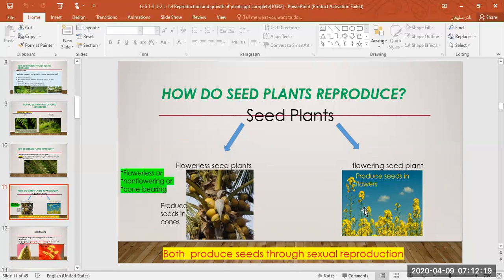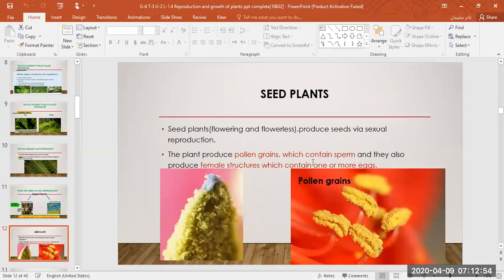If we speak now more about flowering seed plants, don't forget that both produce seeds by sexual reproduction. Why by sexual reproduction? Because the seed is a result of sexual reproduction, a result of fertilization between egg and sperm. All seed plants reproduce sexually by formation of seeds. Okay.